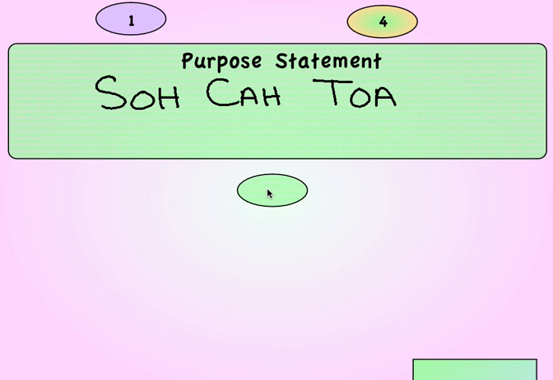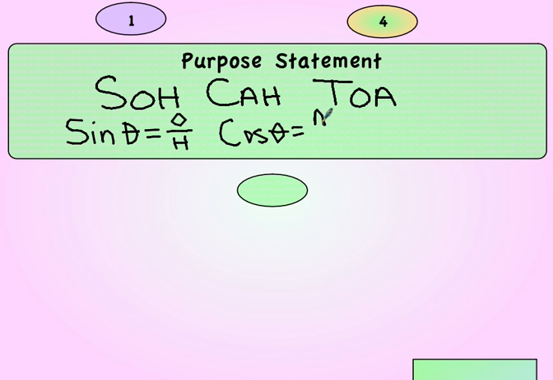I want to talk about the right triangle trigonometry stuff we've been dealing with, the SOHCAHTOA. SOHCAHTOA is going to help us remember what these trig ratios are. So SOHCAHTOA stands for our sine of some angle, let's call it theta for right now, equals our opposite over the hypotenuse. Our cosine of some angle theta is going to equal our adjacent over the hypotenuse. And our tangent is going to equal our opposite over that adjacent.